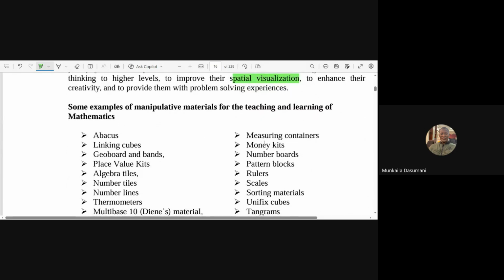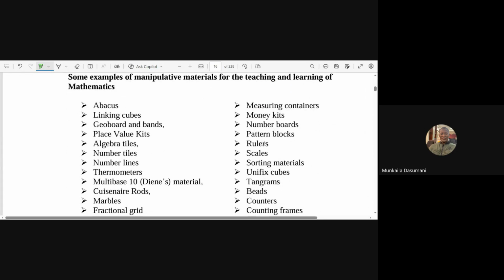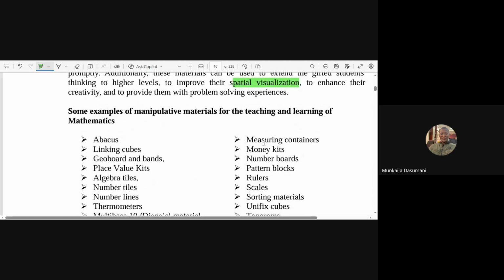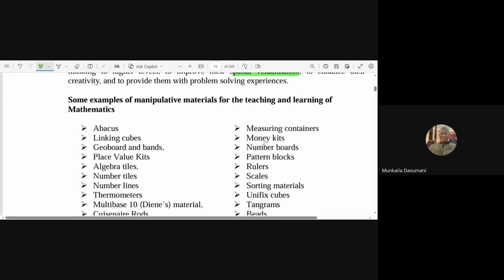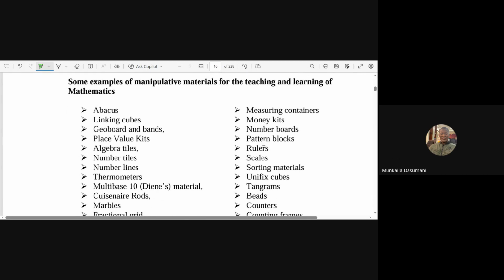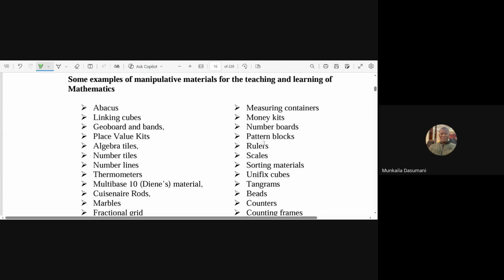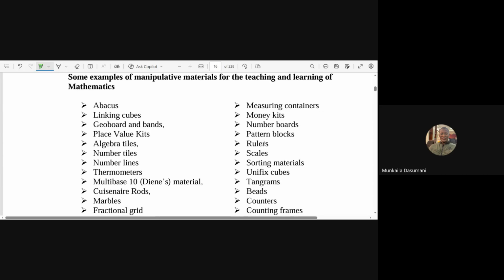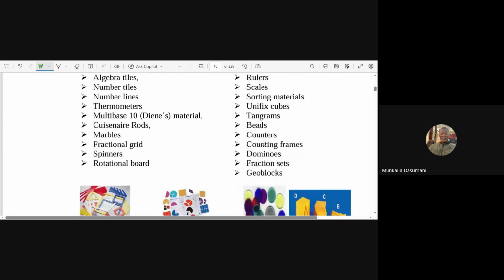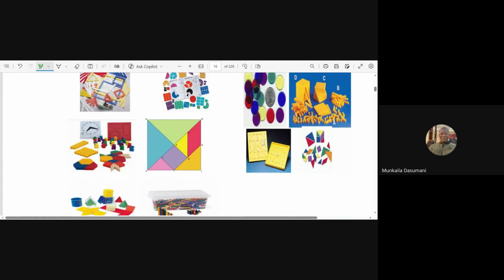These are some of the examples of manipulative materials for teaching and learning of mathematics. There are a lot of them. I don't know whether we have talked about them, but our advice: now that we have internet, start by typing them one by one and see the picture of it. You see at least the image on the internet. So these are some of them.